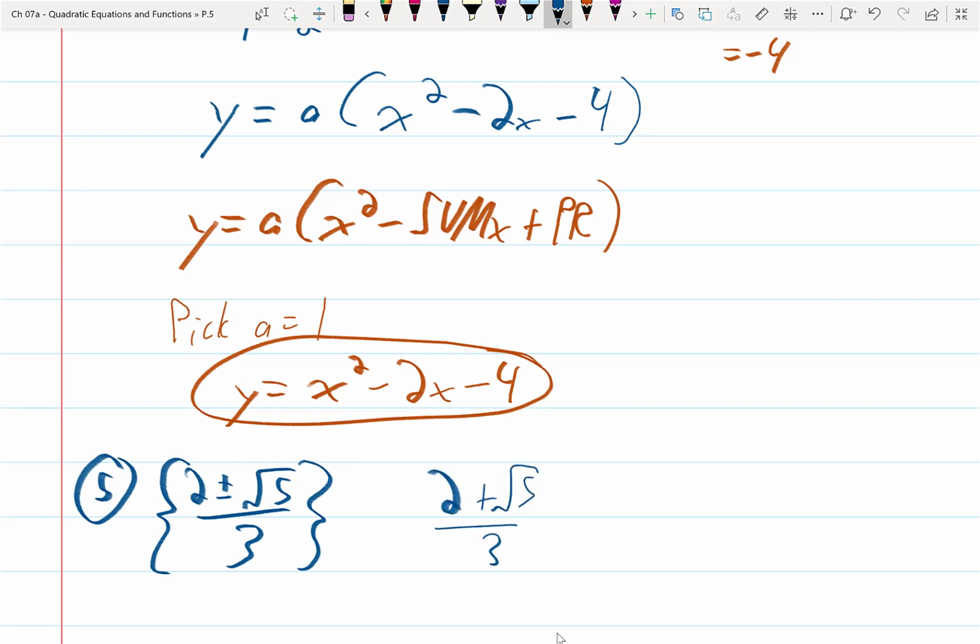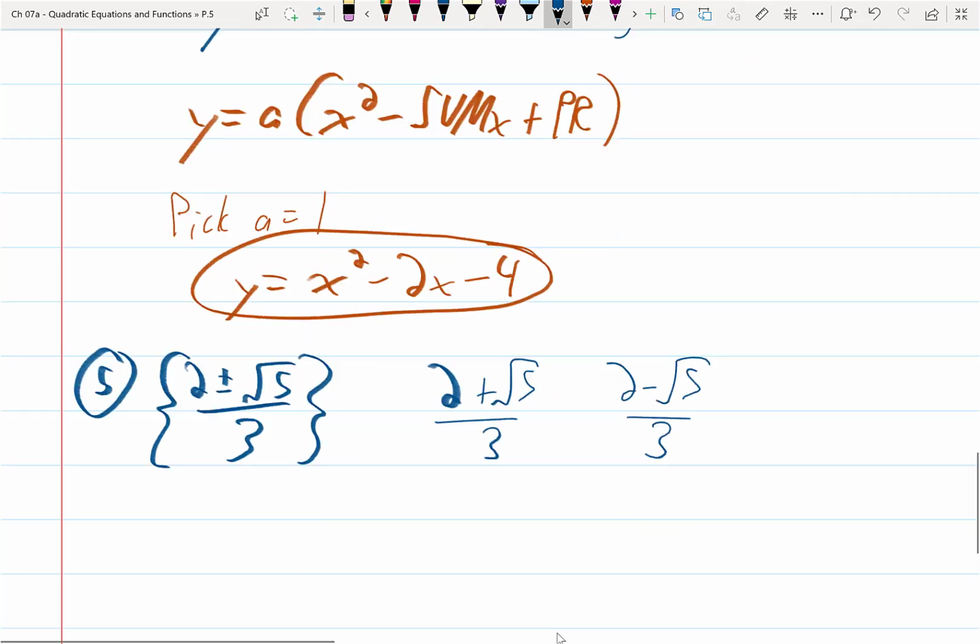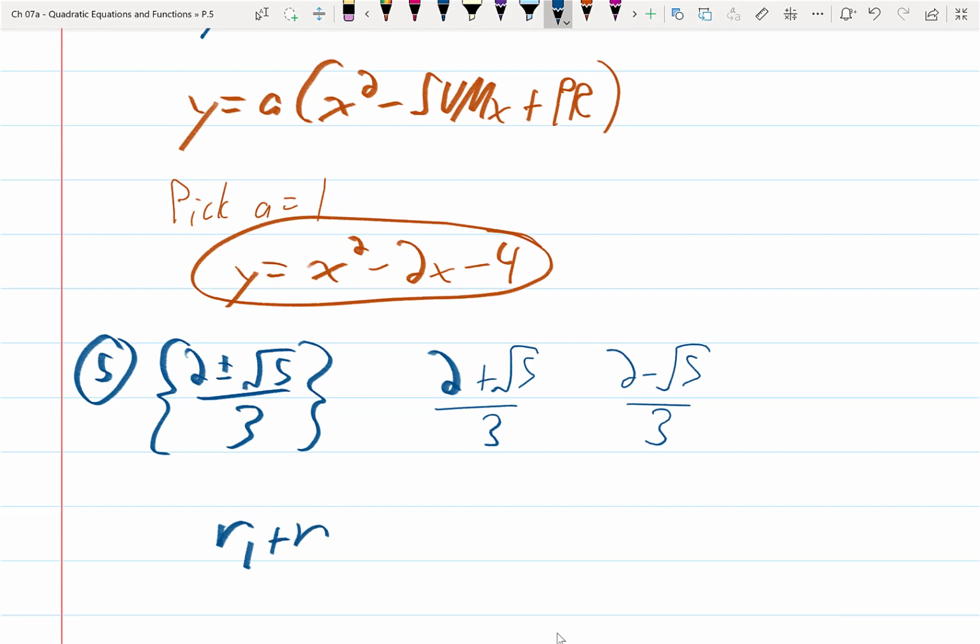So if it helps you to write it like this, then do that. We want to do the sum of the 2 of them. They already have a common denominator. So when I add them, what do I get? You get 4 over 3. When I multiply them, you get -3 over 9, which is -1. So I get 4 minus 5 over 9.